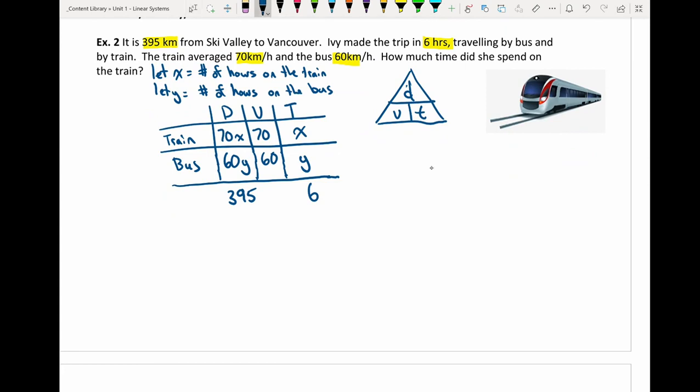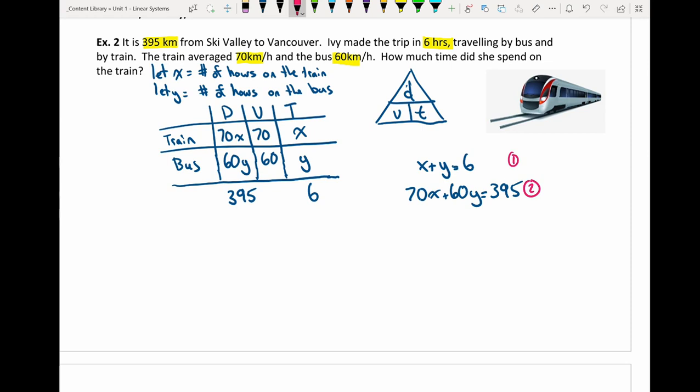So the first equation, and I'm going to do it off to the side here, is x plus y equals 6. And then my second equation is going to be 70x plus 60y equals 395. So those are my two equations. And now I can go through and either use substitution or elimination. We could use substitution again because it's very similar to the last one. However, I am going to mix it up and use elimination just to show multiple examples. But again, when it comes down to it, you can choose whichever one you feel comfortable with.